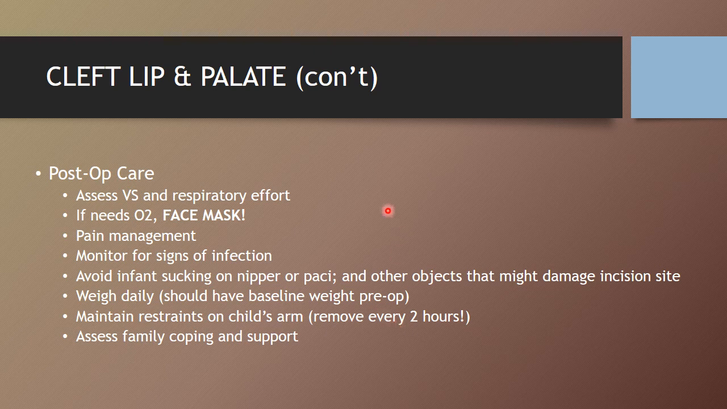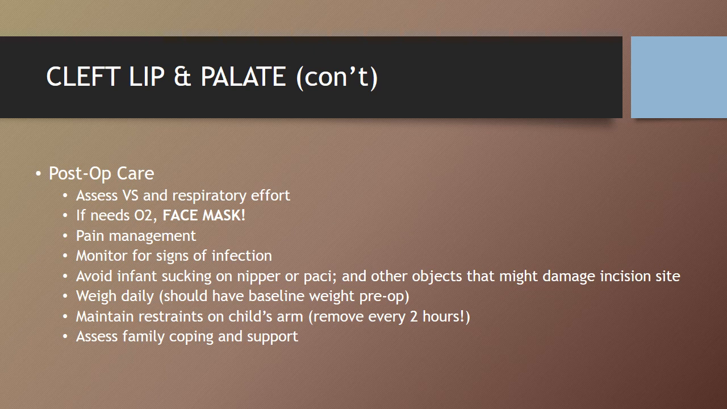So post-op care for us as nurses, we want to assess vital signs and respiratory effort. If the child does need O2, you definitely want to use a face mask, because think about it, if that cleft lip or palate extended up into the nose, you definitely don't want to be sticking a cannula in there in that surgical site. So face mask if they need O2. Pain management, of course, and monitor for signs of infection of the site. You want to avoid the infant sucking on a nipple or passy, and any other objects that might damage the incision site.